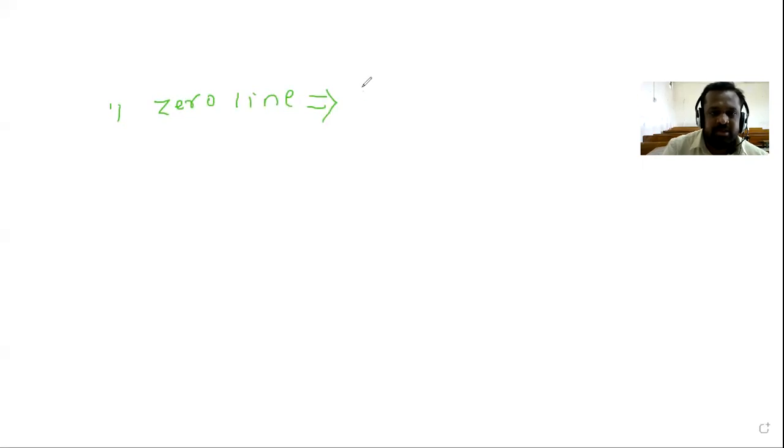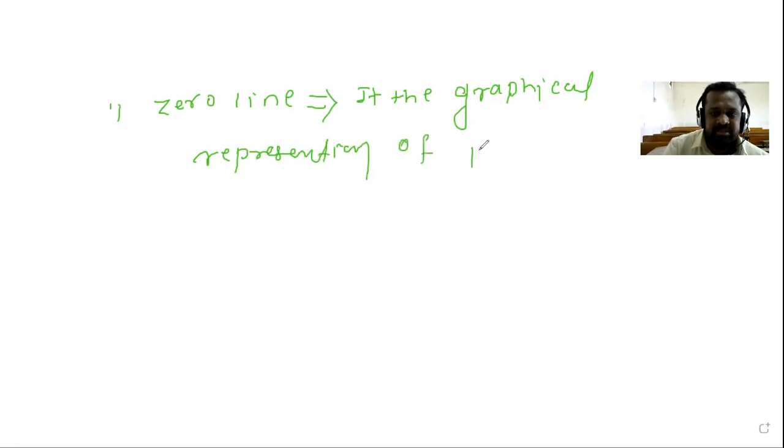I am going to write down here: it is the graphical representation of basic size. It is called the zero line. That zero line shows the exact basic line. Once again, I will repeat: it is the graphical representation of the basic size, and you have to remember that the zero line shows the exact basic size.